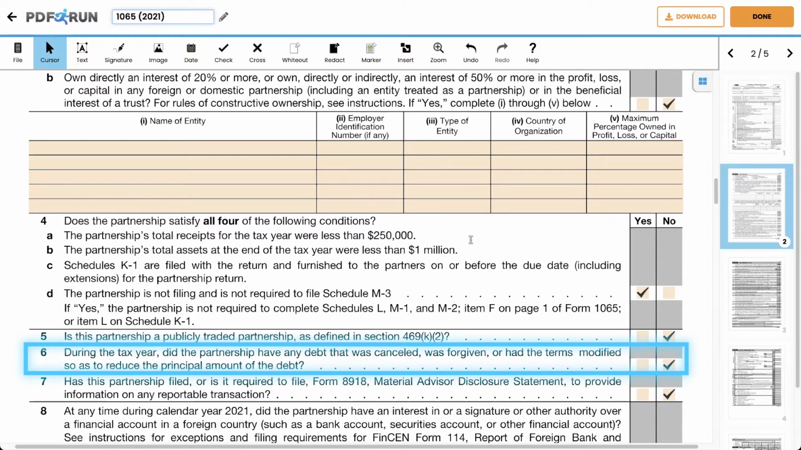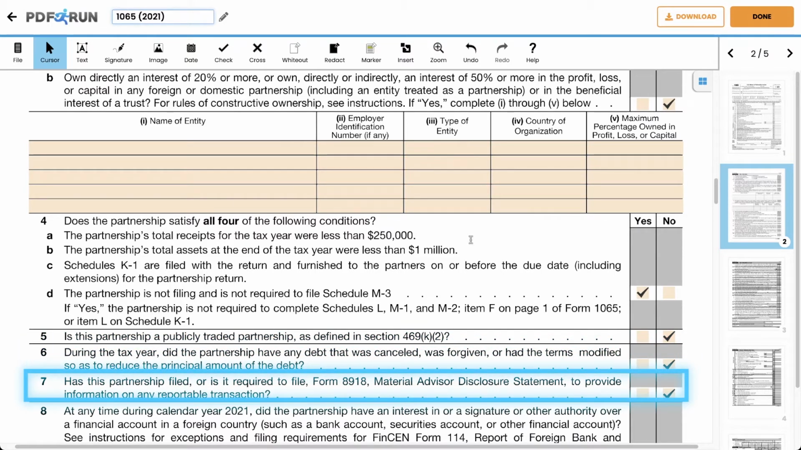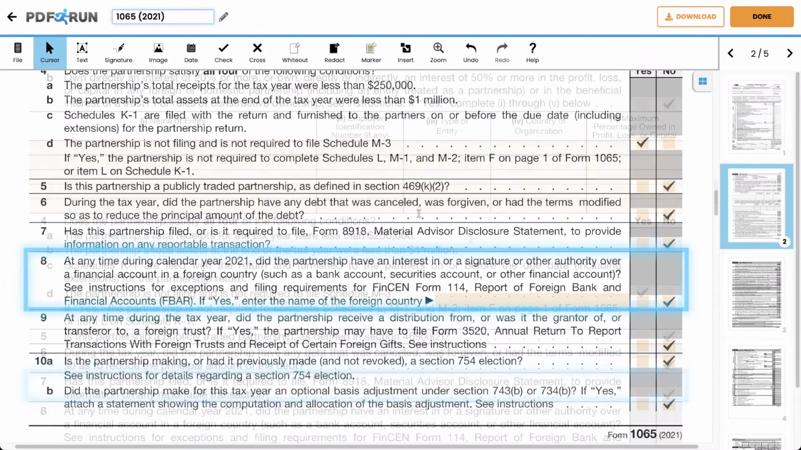Line 6. If the partnership had any debt that was cancelled, forgiven, or had the terms modified to reduce the principal amount of debt during the tax year, check yes. Otherwise, check no. Line 7. Check yes if the partnership has or is required to file Form 8918. Otherwise, check no.